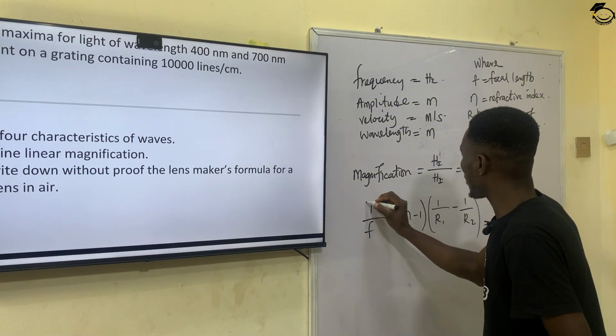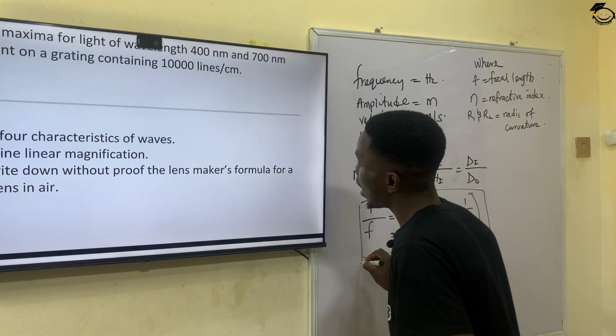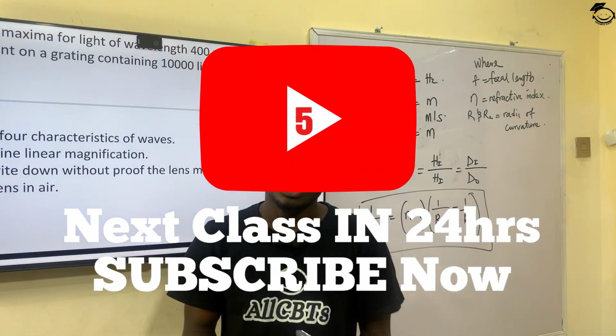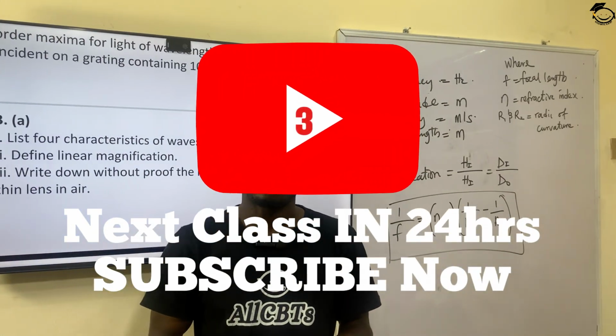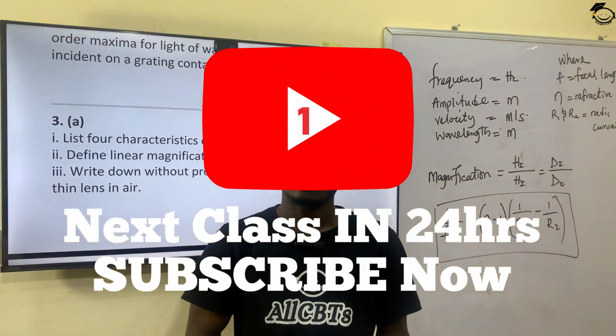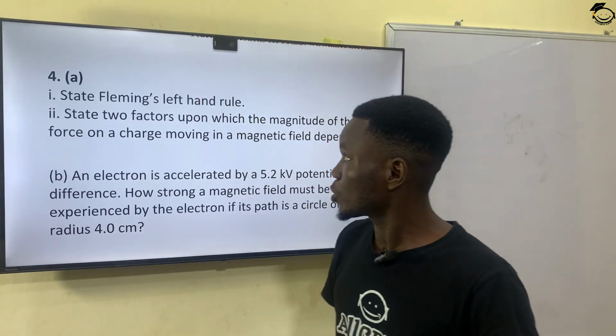So this formula here is my formula for the lens maker. So that's the lens maker formula. Moving on to the next question, question number 4A.